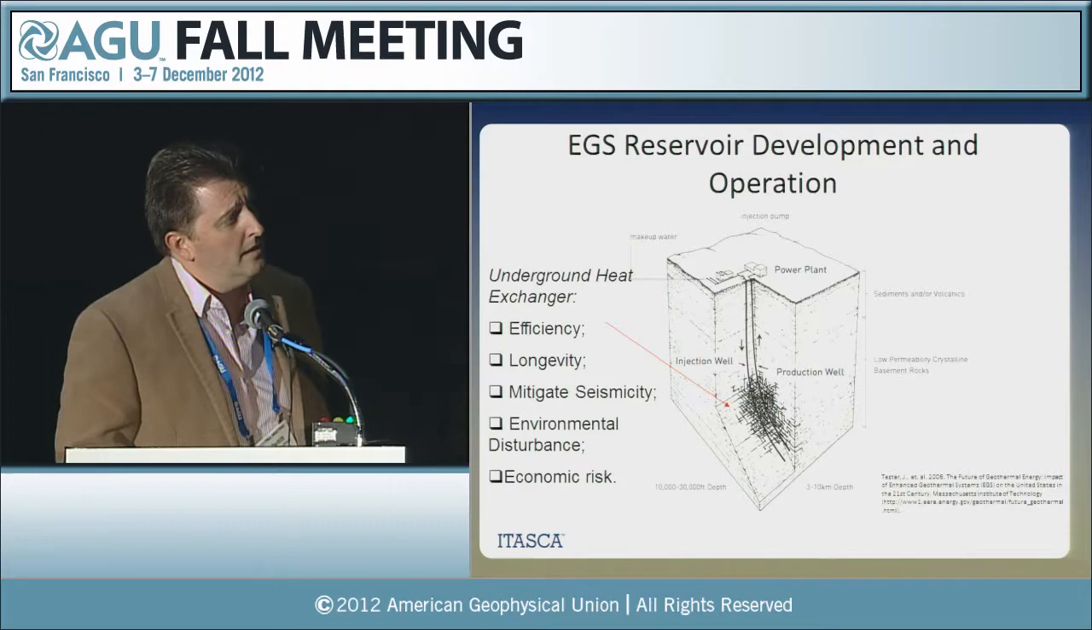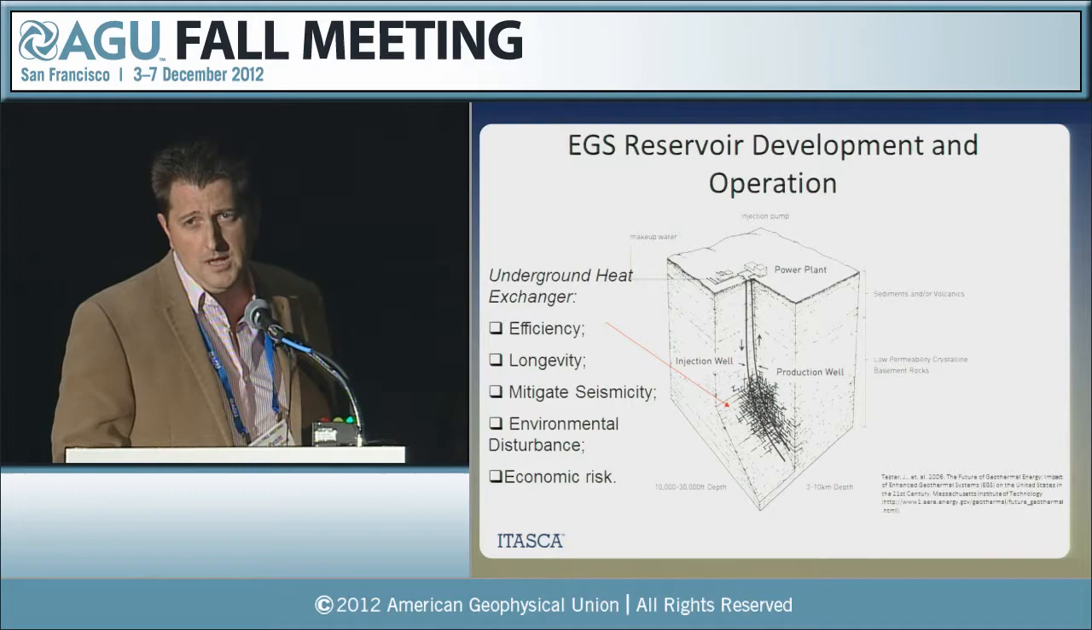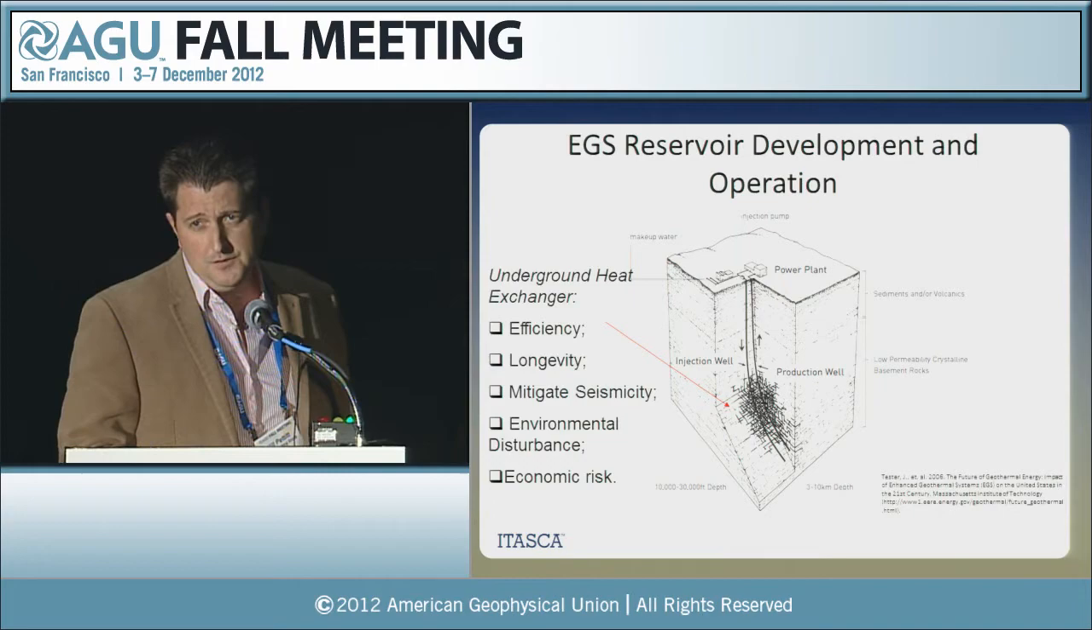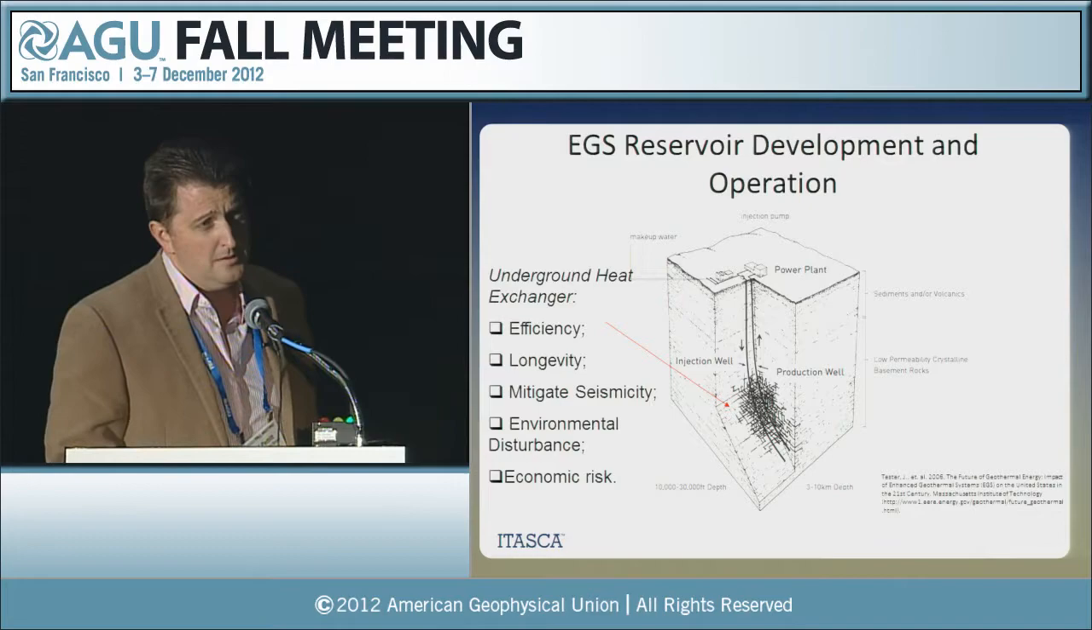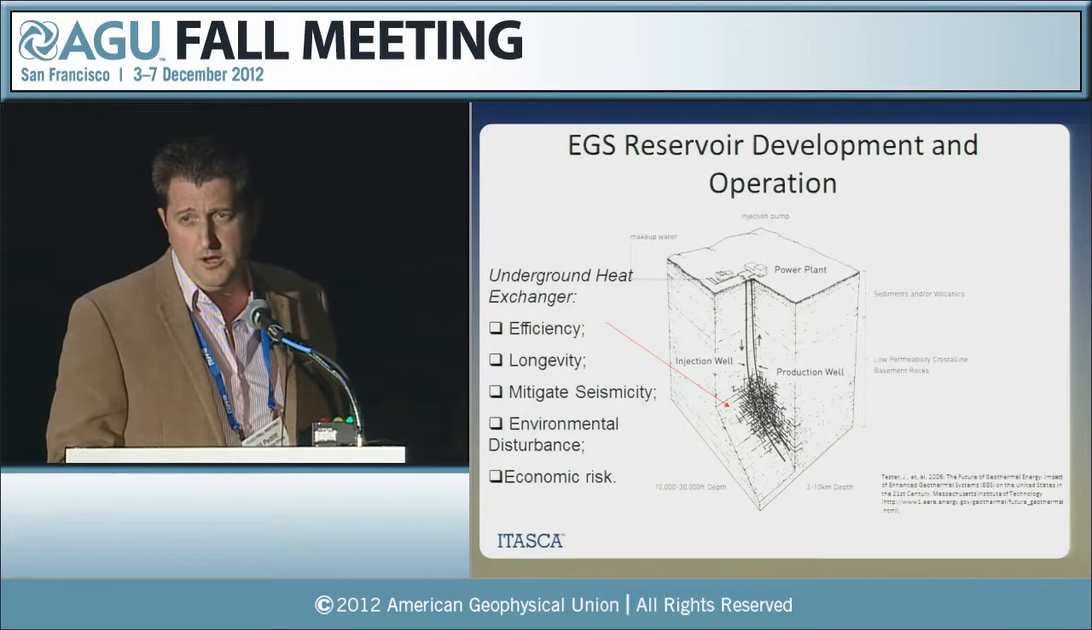Now the key thing with these reservoirs is the underground heat exchange in the rock volume within the reservoir. We have to make that heat exchanger just right. It has to be just efficient enough to flow fluid through so that we can get production. And we can't flow fluids through at too great a rate, or else they won't heat up. We also have thermal drawdown, so we have to balance that whole system just right to make it produce over a long lifetime.